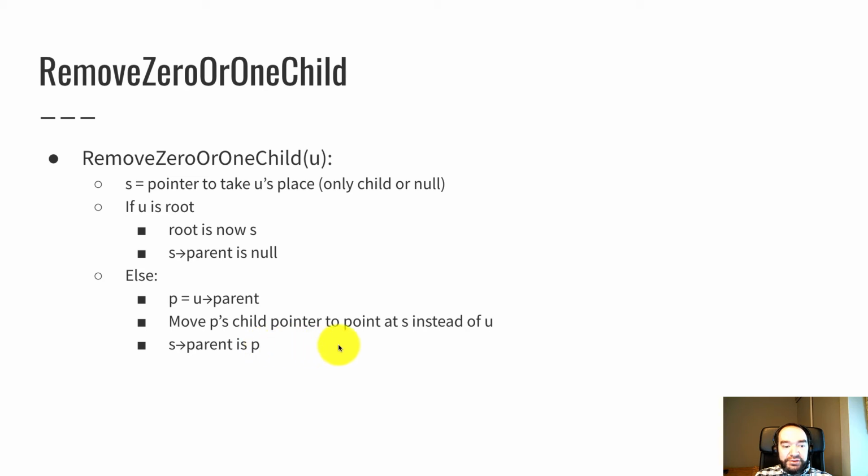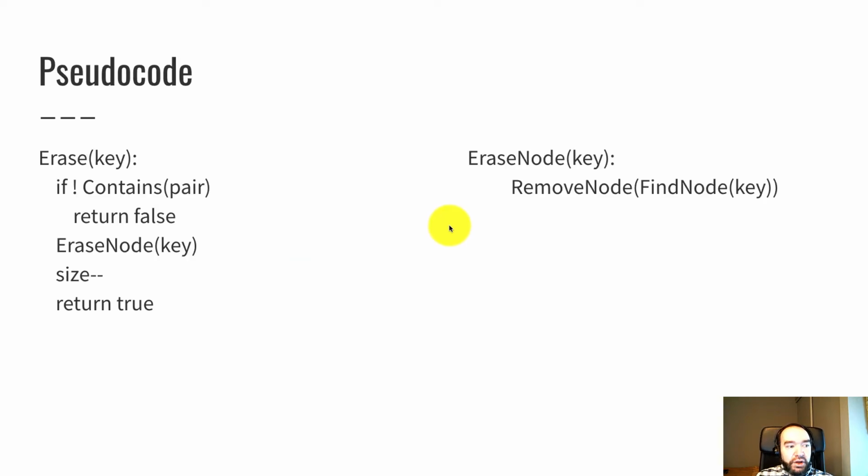S used to have U as a parent, but we want S's parent pointer to skip over U and go directly to this P. All right, so what we just did there was kind of a top-down definition of these operations, starting with the public function, working our way down. Let's just look at the pseudocode all in one place to see how this goes together.